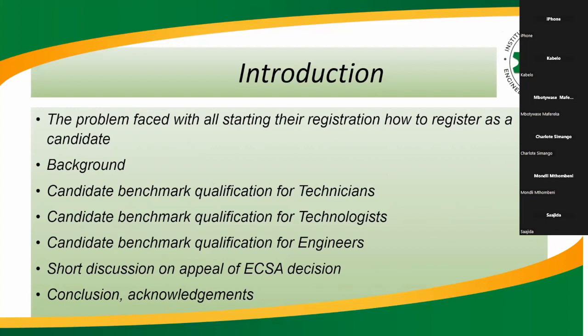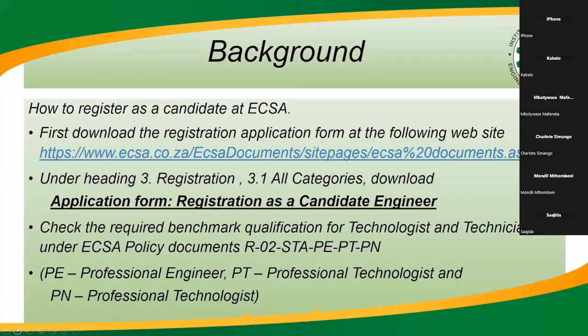Okay, my introduction: the problems faced when starting the registration, and how to register as a candidate. Then you have your background, the candidate benchmark qualification for technicians, the candidate benchmark qualification for technologists, and the candidate benchmark qualification for engineers. Then a short discussion on appeal of ECSA decisions, which has been changed to the registration process explained, and then the conclusion and acknowledgements. Okay, the background is how to register as a candidate at ECSA.